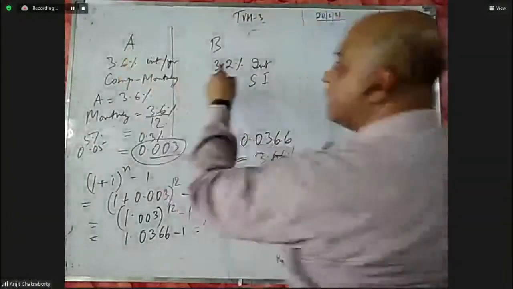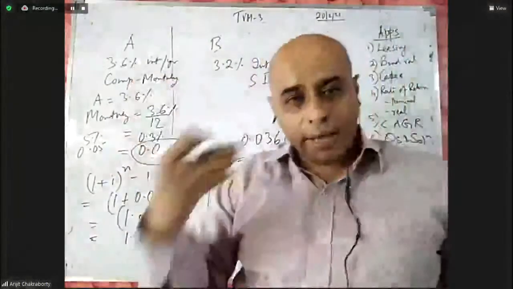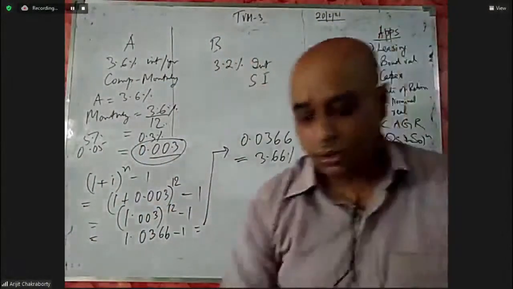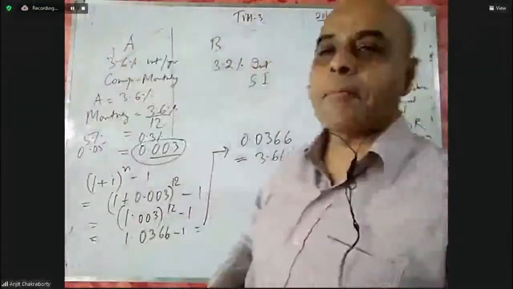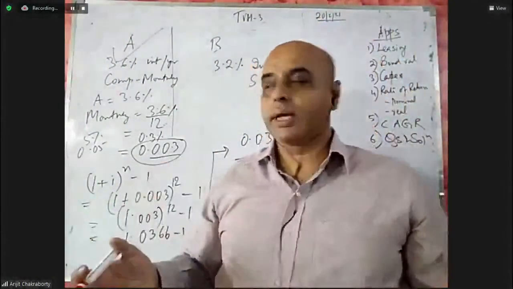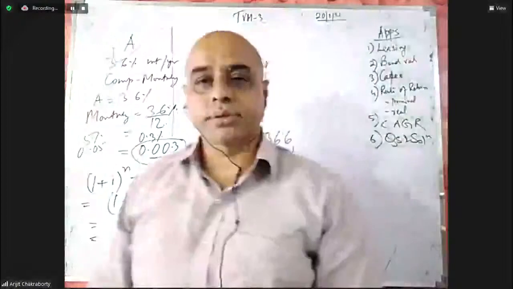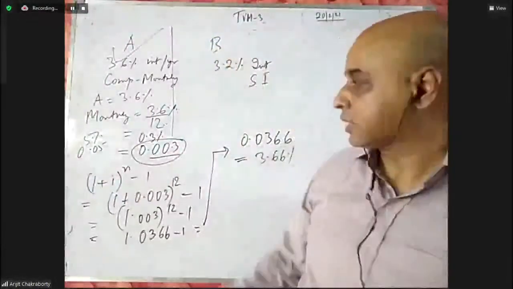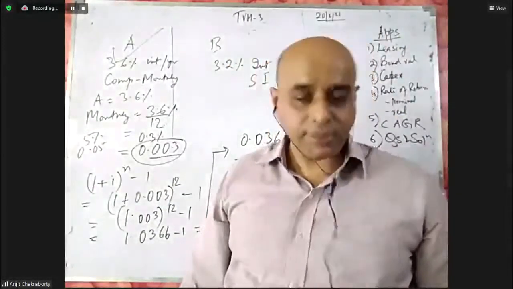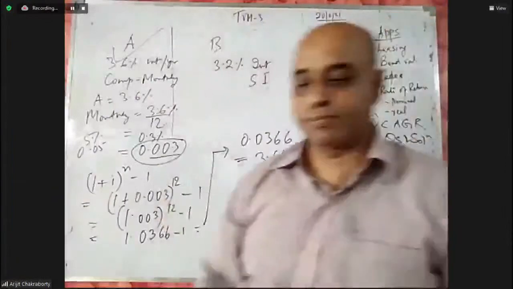This is investment A. Investment B gives you 3.2%. So which one is better? For investment A, the effective annual rate of interest is 3.66, but investment B is giving 3.2. So which one will you choose? You will choose investment A. Even after compounding, the interest will always increase, and since it's monthly compounding over a period of 1 year, the rate is 3.66 whereas in option B it is 3.2. So using the effective rate of interest formula, we got the result that investment A is better.